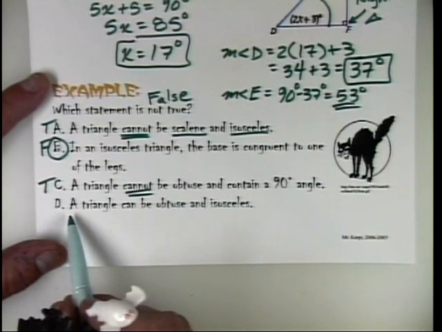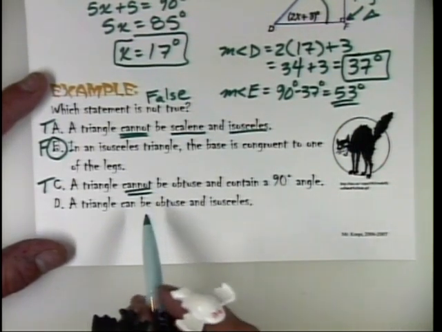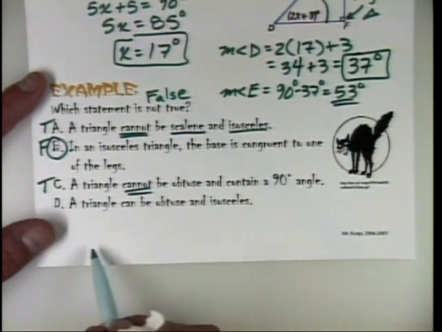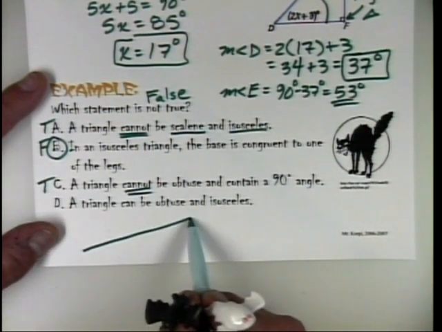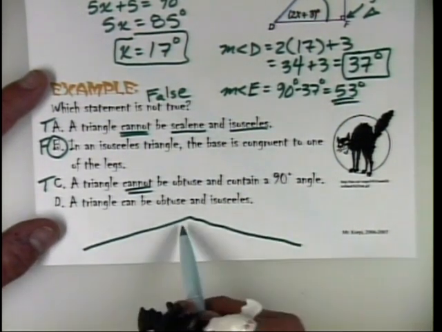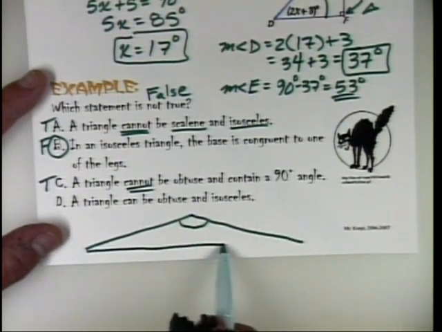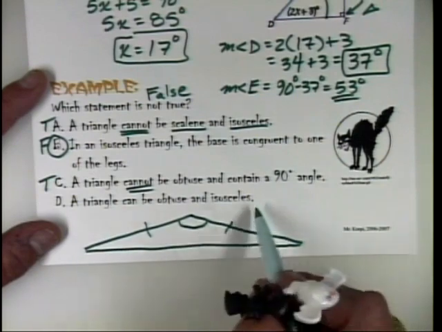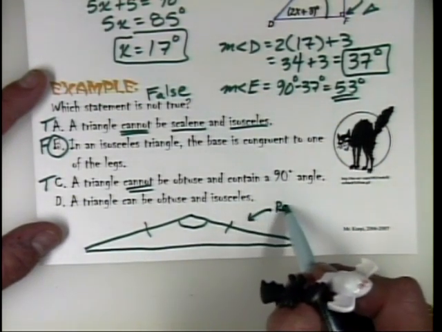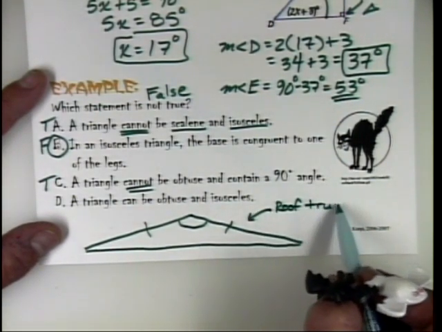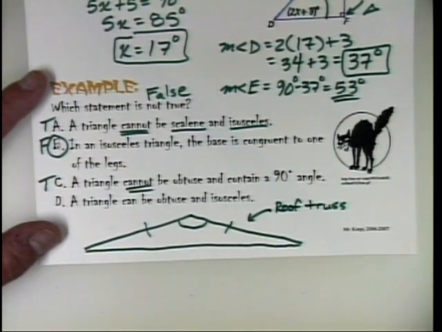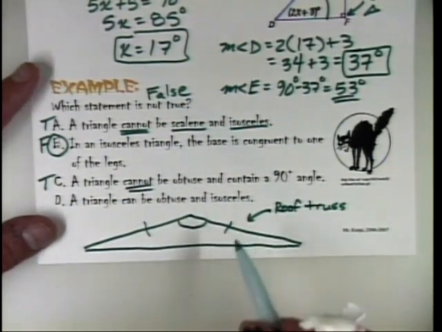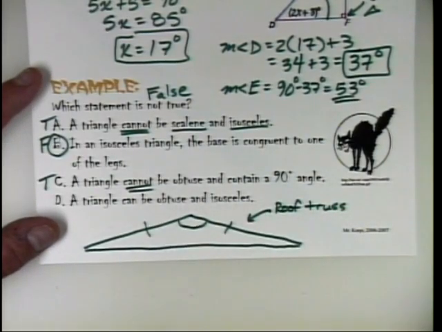Okay? Choice D. A triangle can be obtuse, one angle bigger than 90, and isosceles. Oh yeah, let's draw an obtuse triangle. That angle's bigger than 90. Is it isosceles? Well, yeah, if those two sides are exactly the same. This might look like a roof truss. If you crawl up in the attic, get your parents' permission first, take a look up there. You might see a roof truss that's going to be an obtuse triangle that's also going to be isosceles.